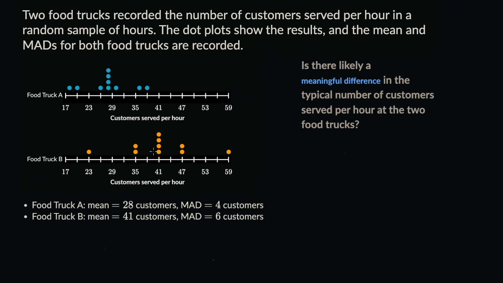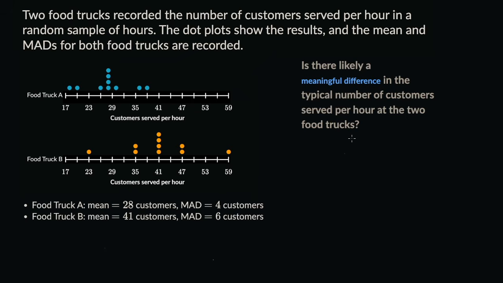We talk about mean absolute deviation in some detail in other videos, but what they're doing is taking the absolute distance of each of these points from the mean, the absolute value of it, so they'll all be positive, and then they're taking the mean of those. So it's the mean absolute deviation. And then they say, is there likely a meaningful difference in the typical number of customers served per hour at the two food trucks? Pause this video, have a go at that.